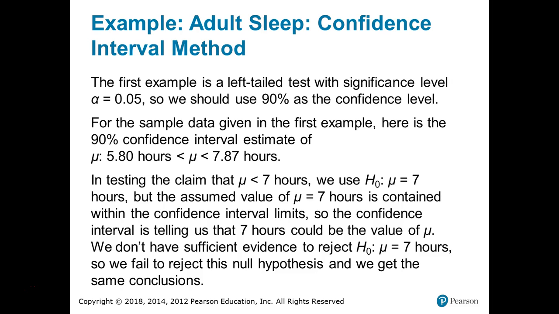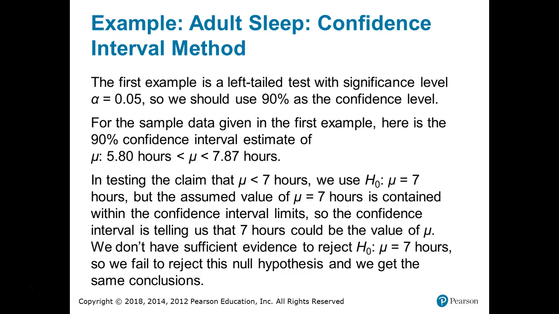Next is the confidence interval method. So, left tail test, significance level alpha is 0.05. So we should use a 90% confidence level. When we use the methods we learned previously, the 90% confidence interval is going to give 0.58 hours, which is less than mu, which is the actual population mean, which is less than 7.87.